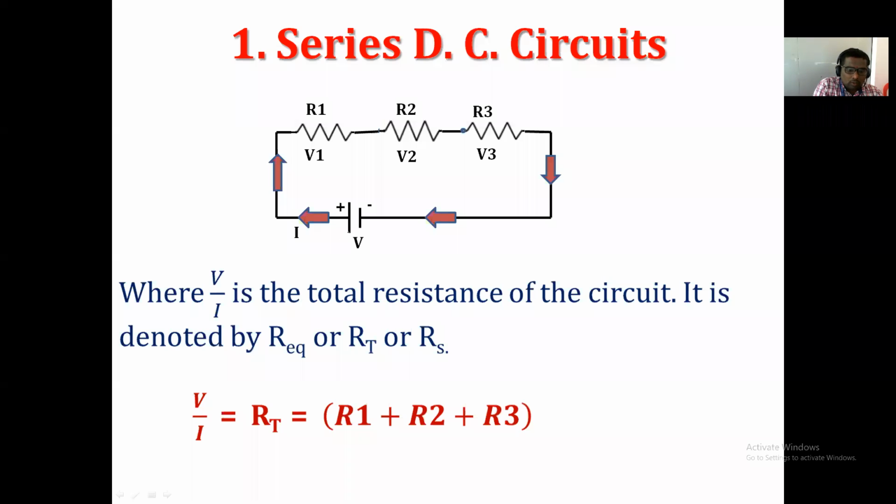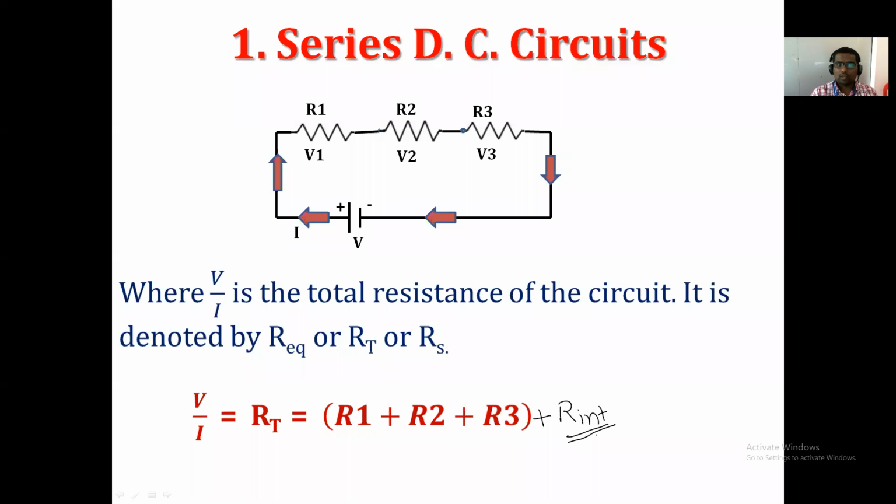So R total, which is equal to R1 plus R2 plus R3, and again I can write here plus internal resistance of a battery, if we want to consider it, or if we know it. Then we can add it in between: R1 plus R2 plus R3 plus R internal, which is equal to R total. But if this part is known, only then can we add it, otherwise not. That's why I have not written it here.